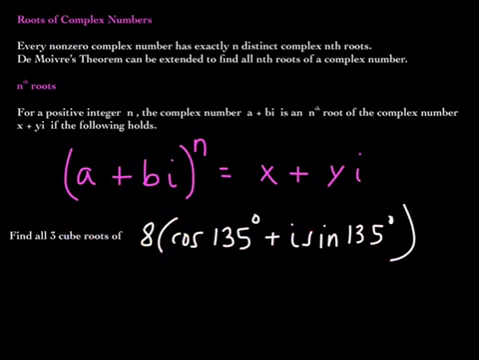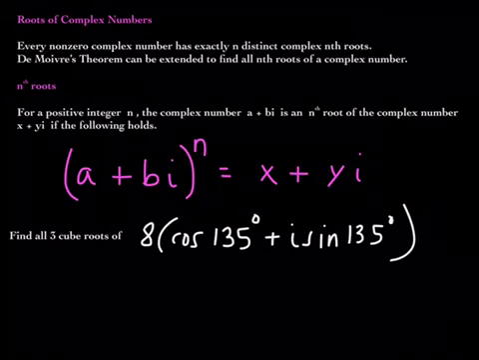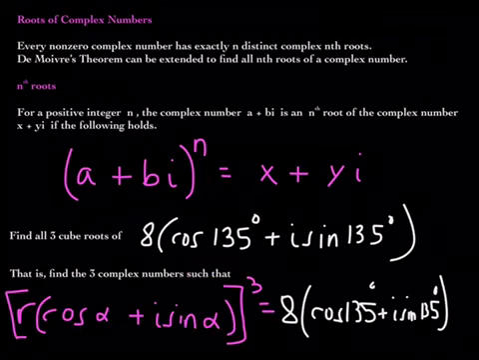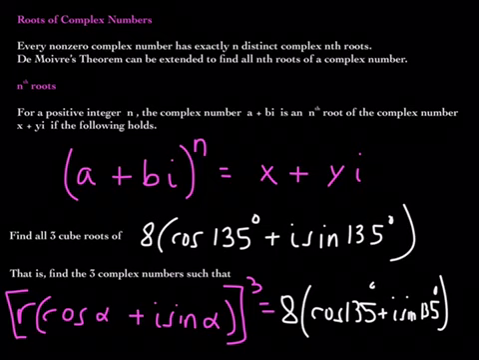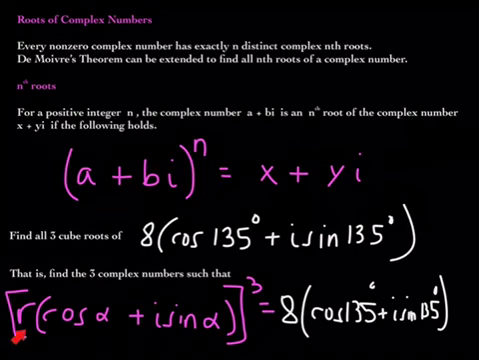So to figure out how we're going to find the nth roots of our complex numbers, let's look at an example. I want us to find all cube roots of this complex number. Because you're looking for cube roots, you know there are 3 of them. So I'm saying find all 3 cube roots of 8 cis 135 degrees. To find the 3 complex roots of 8 cis 135 degrees is to find a complex number of this form such that when you raise it to the 3rd power, you get 8 cis 135 degrees.